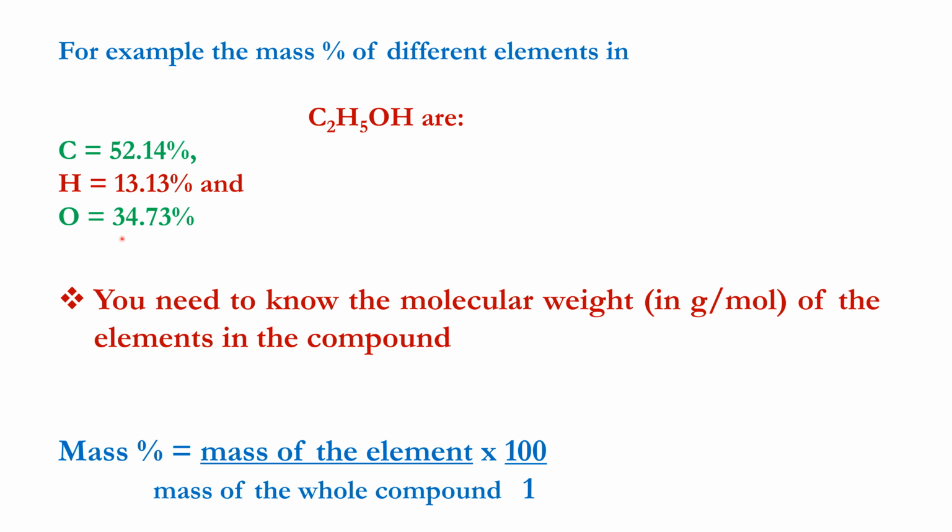So this is what mass percent helps us to achieve. It helps us to know the mass percent of the individual elements that are present in a compound. For you to calculate the mass percent of different elements in a compound, you will need to know the molecular weights in gram per mole of the individual elements in that compound. So whenever you are asked to calculate the mass percent of different elements in a compound, you must be given the molecular weights of the individual elements in that compound.